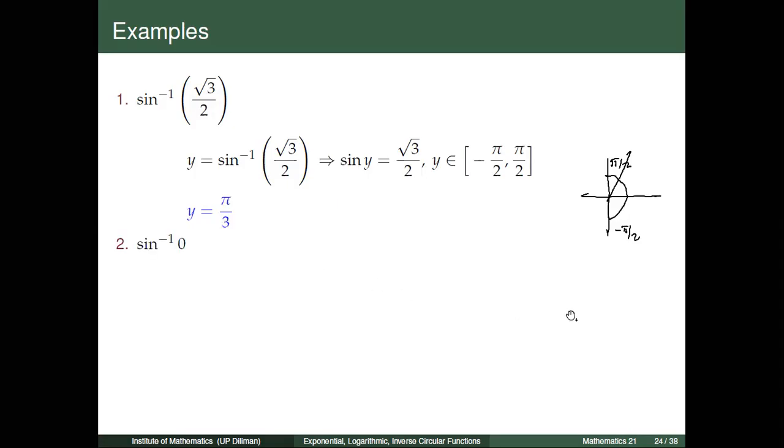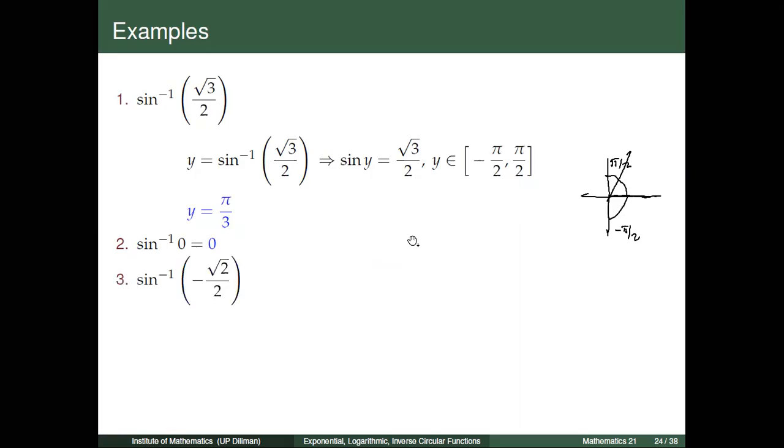Next, what about the inverse sine of 0? So we're looking for an angle from negative pi over 2 to pi over 2 whose sine is 0. And when does sine become equal to 0 on this interval? Well, at the angle 0 itself. So the inverse sine of 0 is 0.